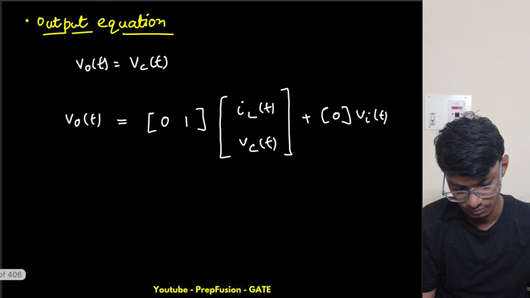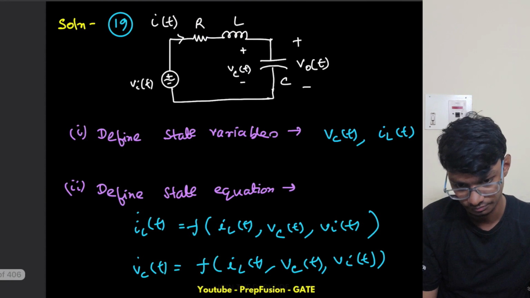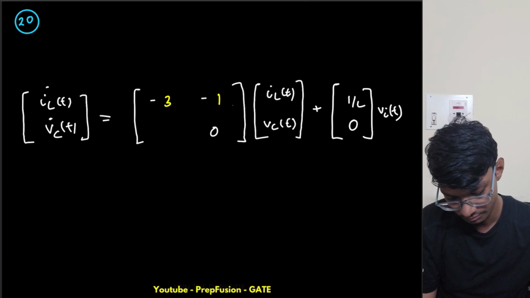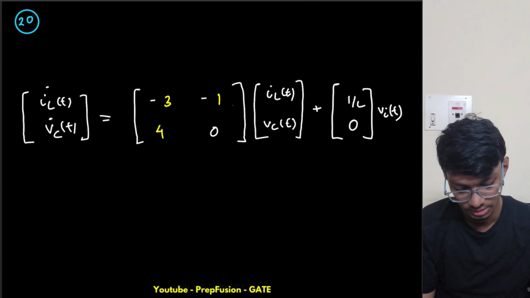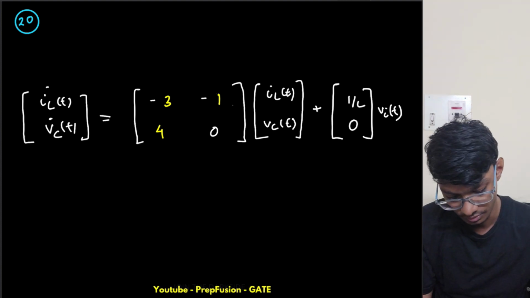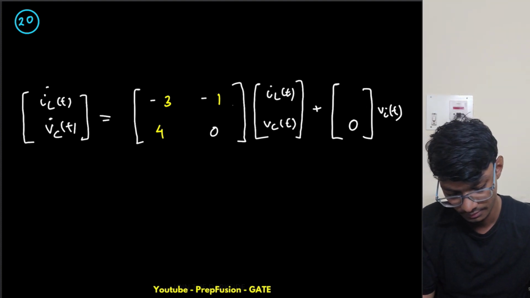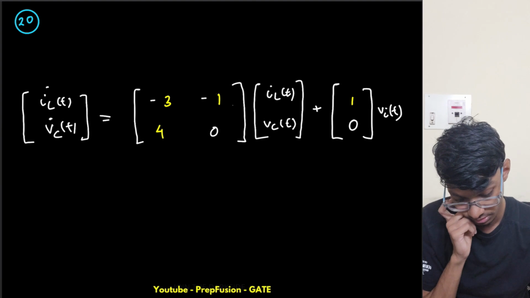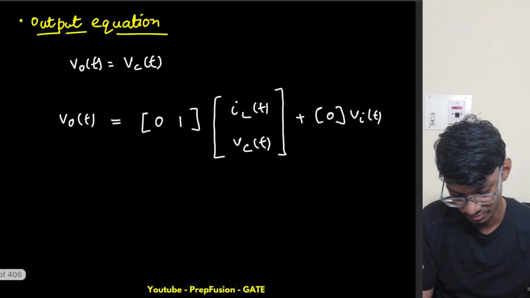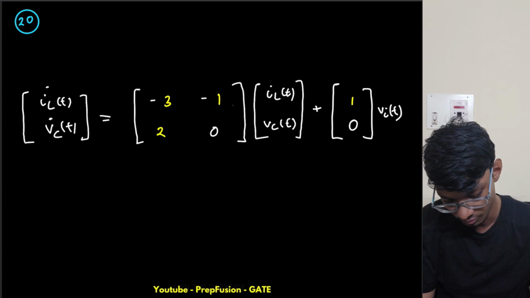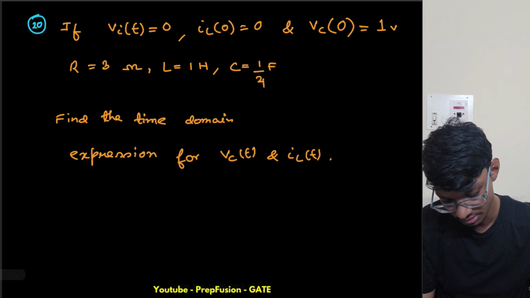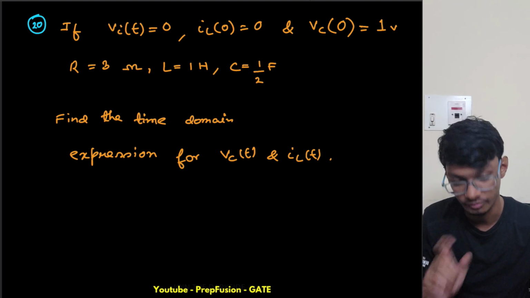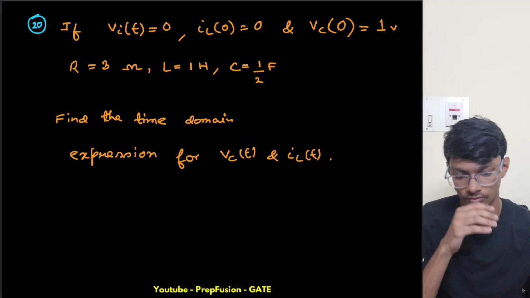So what does this become? C is 1 by 4, so this becomes 4. This is my R, L and C, and L is 1 only, so this becomes 1 again. I think I have done something wrong, because I want to get to the previous matrix, so I think this should be 2. In the question I should have written C equals 1 by 2. That is my mistake actually. I wanted to get to that matrix, -3 -1 2 0.